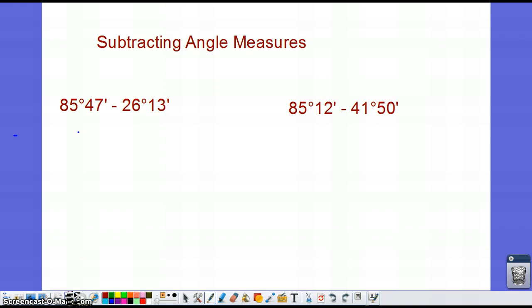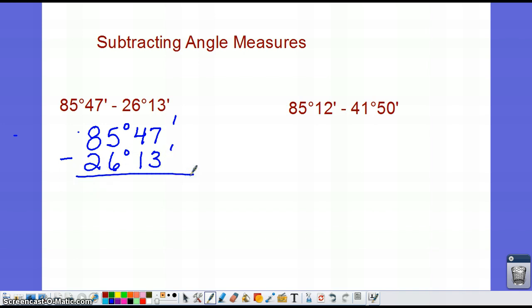Now let's take a look at subtracting. So then I'm going to write the problem vertically. So 85 degrees, 47 minutes, minus 26 degrees, 13 minutes. So starting with my minutes. 7 minus 3 is 4. 4 minus 1 is 3.